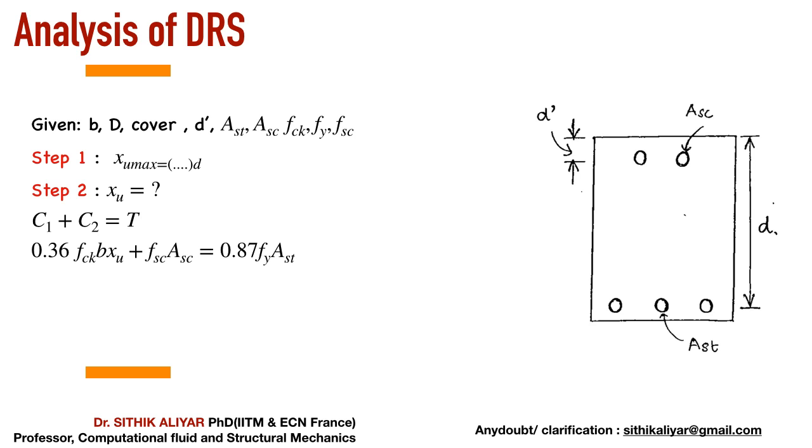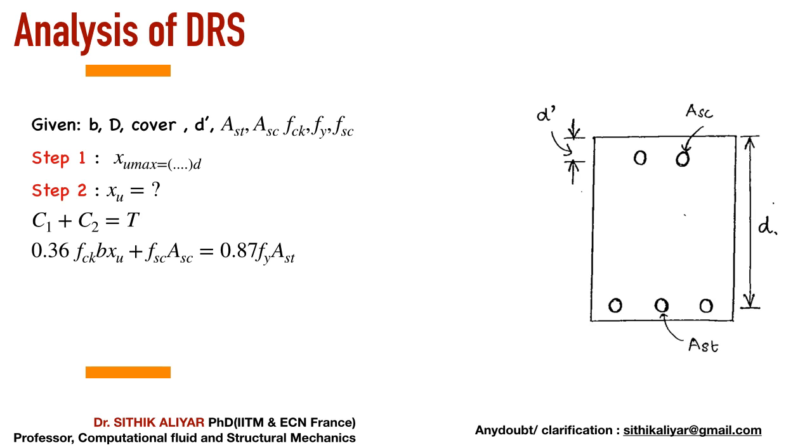Step 1, obviously a similar procedure to what you followed in a singly reinforced section, is to determine XU max: the maximum distance the neutral axis can go. Step 2, find the XU value. The little difference here is, how did you determine the XU value in the previous section? C equal to T: total compression force equal to total tensile force. Here also C equals T.